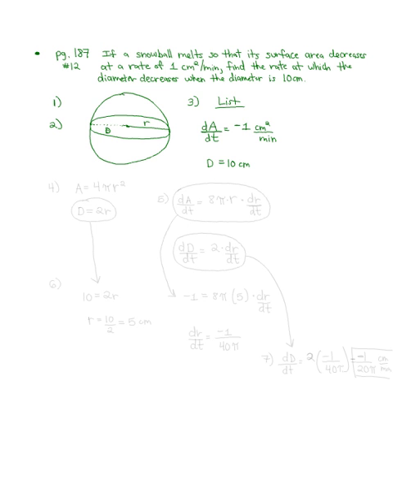So we go to step 4, and we start writing an equation that relates the variables in the picture. So this is a three-dimensional sphere. It talks about its surface area, so we're going to have to write down the surface area formula for a sphere. And that formula is given by 4 pi r squared. 4 times pi times the radius squared will always give you the surface area of a sphere of radius r.